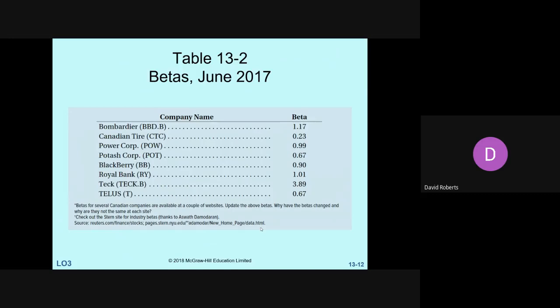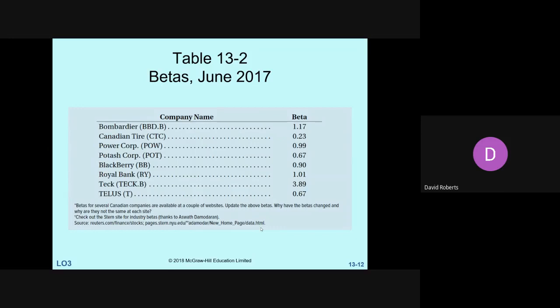If you see a beta that is quite low, like Canadian Tire, so if the stock market goes up by 1%, Canadian Tire's share price will only go up by 0.23. If, again, the stock market goes down by 1%, Canadian Tire shares will only go down by 0.23. And so what that means is Canadian Tire shares are very stable relative to the average. They're much less risky. So the least risky on the sheet is Canadian Tire. The highest level of risk is Teck Corporation with a beta of 3.89.